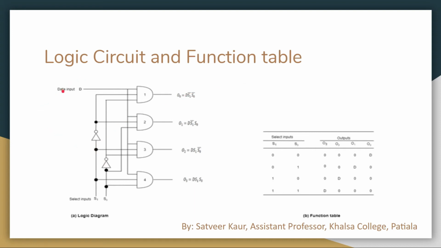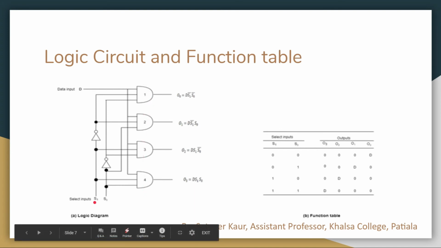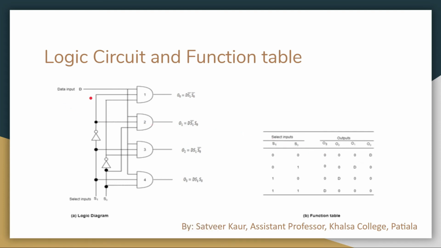Here is the data input. The data input is connected to all of the gates. There are 4 gates, as it is a one line to four line demultiplexer. So the data input D will be connected to all 4 gates, gate number 1, 2, 3 and 4. The select inputs are S1 and S0. According to the S1 and S0 bit combination, the output will be produced. Which gate will be activated, and to which output the input will be switched, depends on the bit combination of S1 and S0.